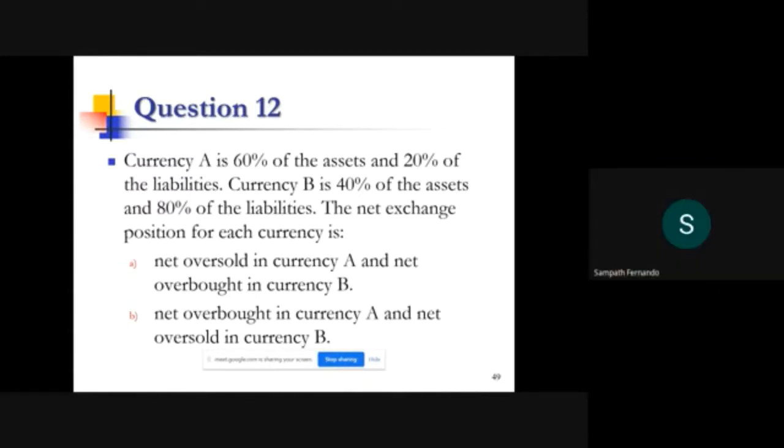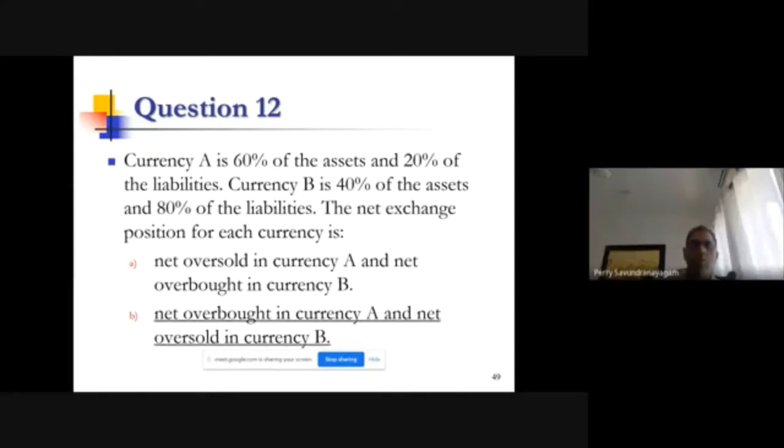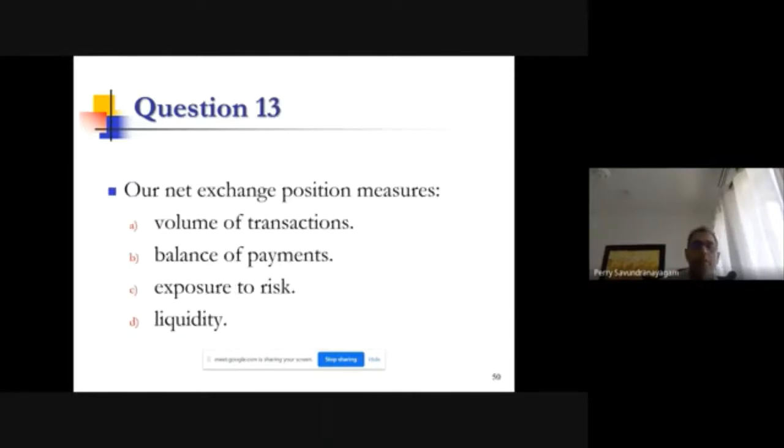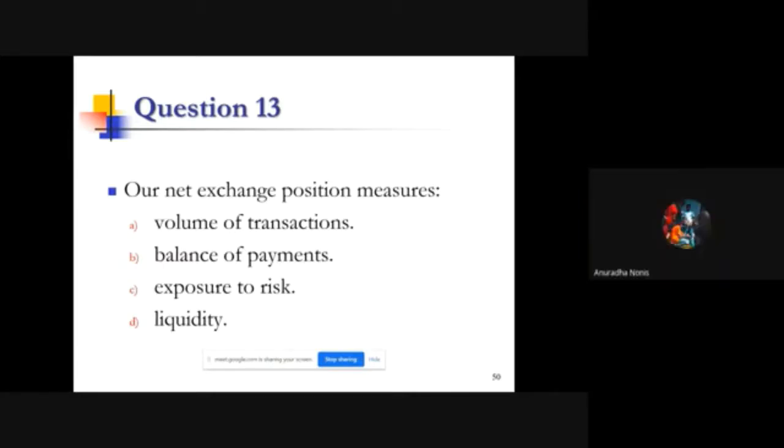B, sir? B. Because you have more assets in one, they're overbought, and oversold in the other. Next question: the net exchange position measures volumes of transactions, balance of payments, exposure to risk, or liquidity. Exposure to risk? Exposure to risk, right?